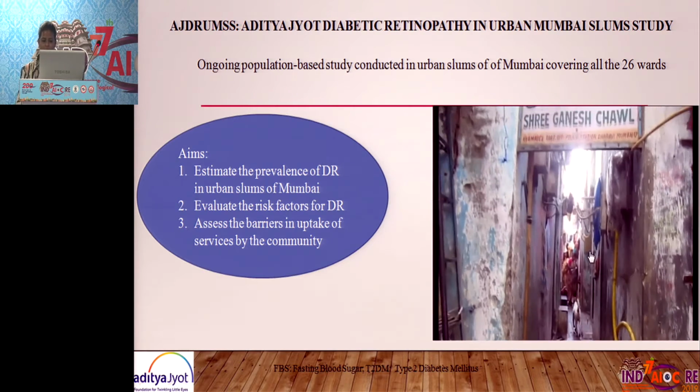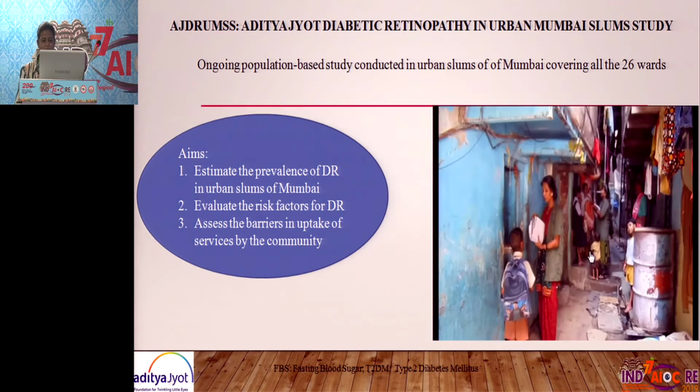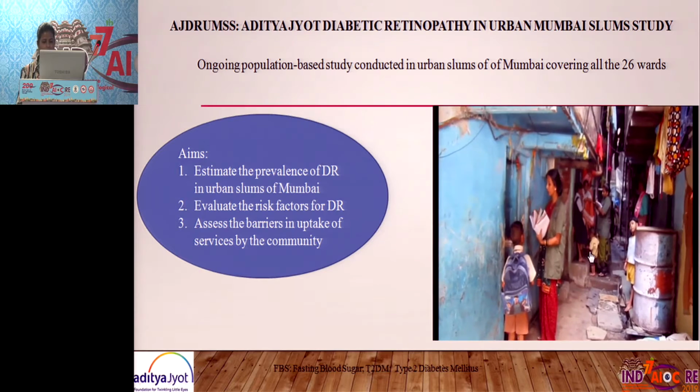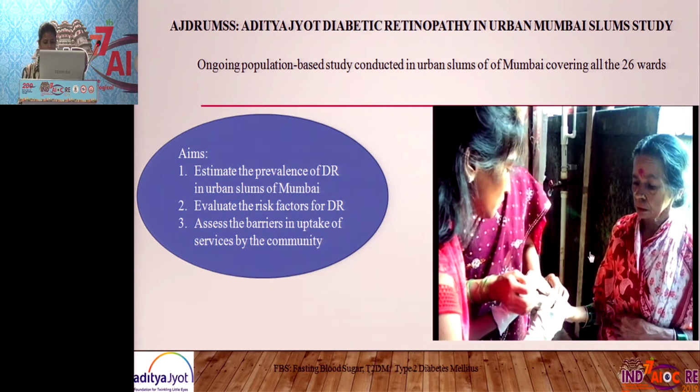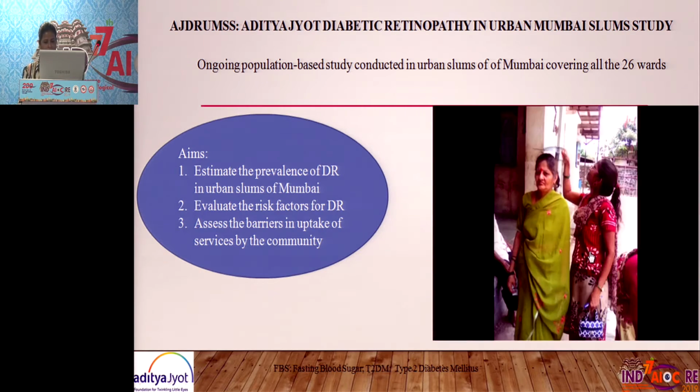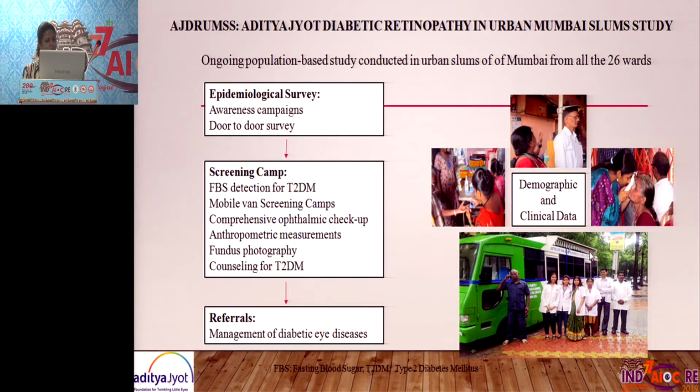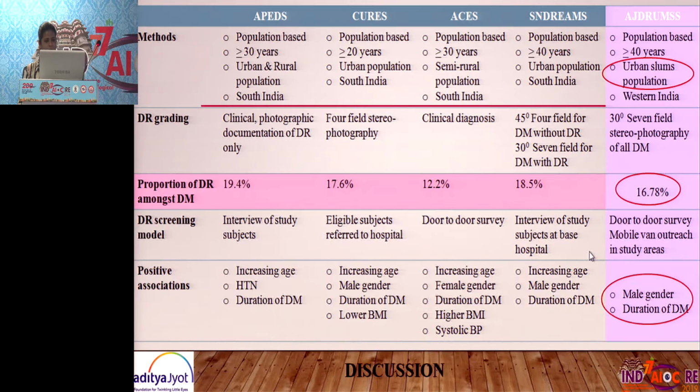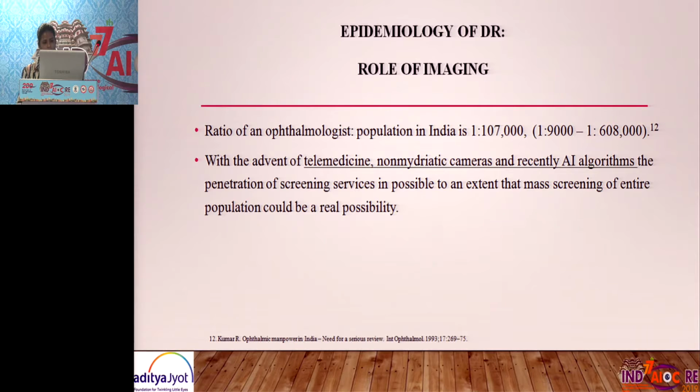So these are the slums of Mumbai, very typical with narrow lanes and poor hygiene. These are our community health workers who try to carry out the assessment. So this was the methodology that was followed. And just to mention, the slum population also had a 16.78% prevalence of diabetic retinopathy amongst the diabetics, which is quite high.